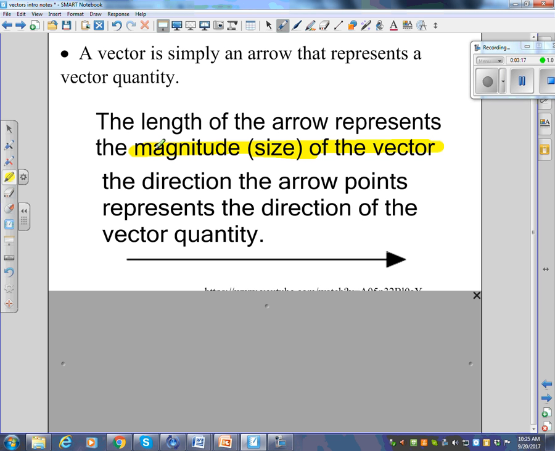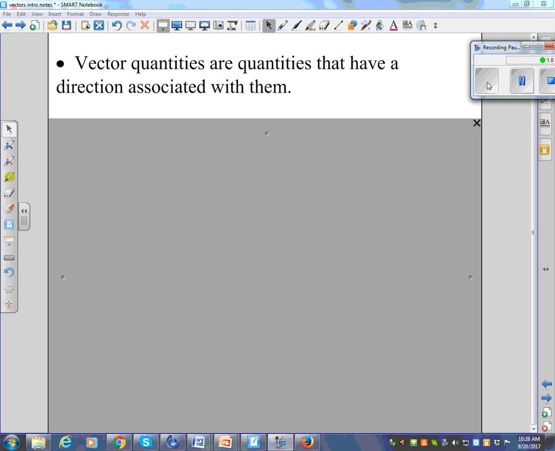It's pretty simple, right? I'm just sort of defining for you. Quite often the definition is confusing because it's so simple you're like, well, of course. Vector quantities are quantities that have a direction associated with them. If you can put the word north or right or east or down after it, then it will be a vector.